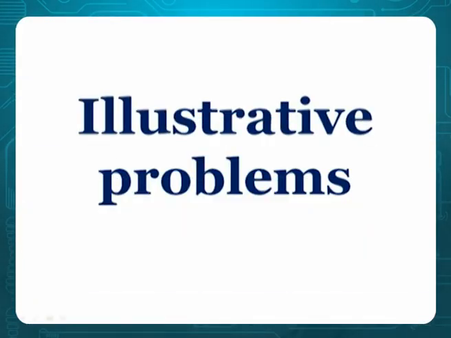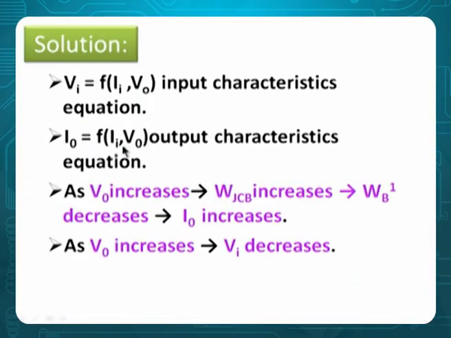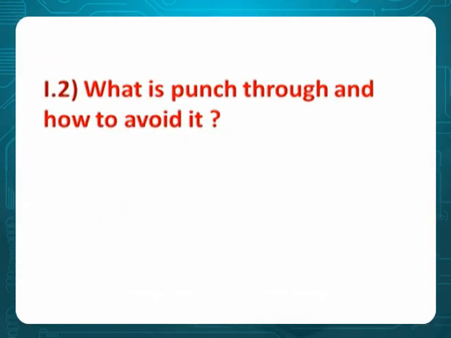Let's go to some illustrative examples that will illustrate the concept which we studied. If you think there is anything missing or if I have to add anything, we will be going for these problems. Problem 1. What are the conclusions of early effect? Vi is a function of Ii and Vo, that talks about input characteristics. Io is a function of Ii and Vo, output characteristics. As Vo increases, junction width increases, therefore base width decreases. And as base width decreases, Io increases. As Vo increases, Vi decreases. These are the conclusions that we have.